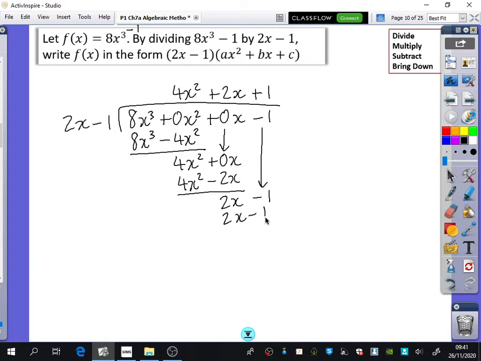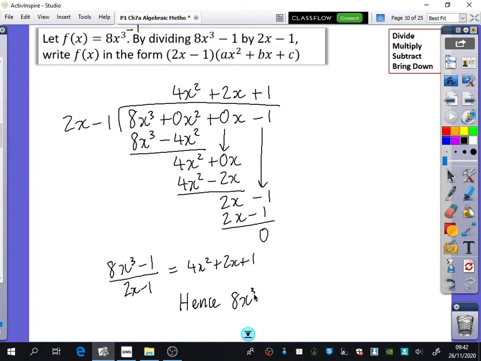Obviously, I'm then going to get a 2x minus 1, and when I subtract them, I'm going to get a 0. So there is no remainder, which means that they perfectly divide. So we have 8x cubed minus 1 divided by 2x minus 1 is equal to 4x squared plus 2x plus 1. Hence, we can say that 8x cubed minus 1 is equal to, multiplying up that 2x minus 1, 4x squared plus 2x plus 1, like this. And that's the form that they wanted it in. That's our a, b, and c value of the quadratic.